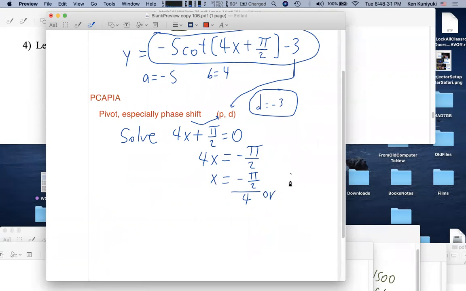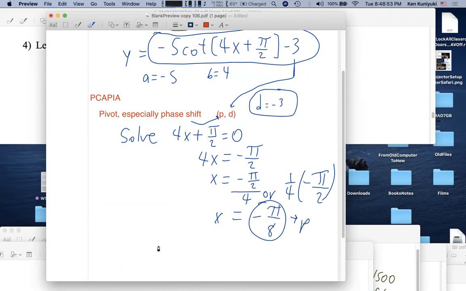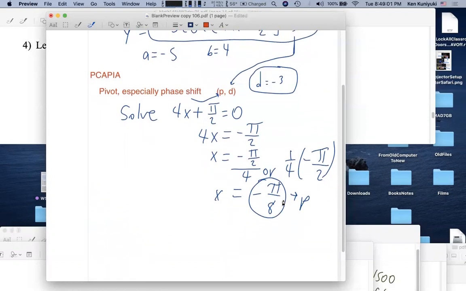1/4 of negative pi over 2. And then you multiply across. All right. X equals negative pi over 8. Okay, so I'm going to let that be my value for little p. And unless the period is super close to 0, I think that's the best phase shift we're going to get. In any event, I'll take any horizontal shift that's appropriate. Remember, you are allowed to add or subtract the period any integer number of times to try to get a nicer phase shift, but I think this phase shift is best.